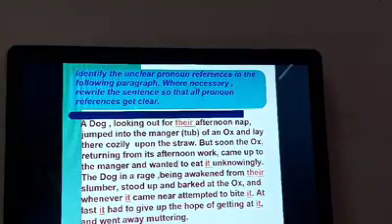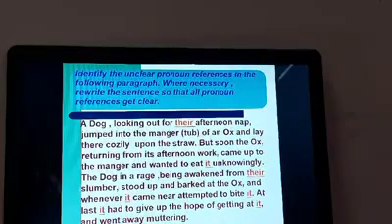A dog looking out for their afternoon nap. I have underlined it, I have told you that for a dog, we never use a plural pronoun for a singular subject. A dog looking out for their afternoon nap jumped into a manger. That means a tub where goats and cows used to take their food, where from the cows and goats used to take their food. That is a tub, that is "gamla" in Bangla we say.